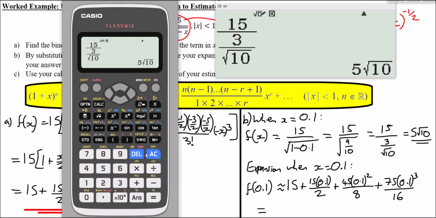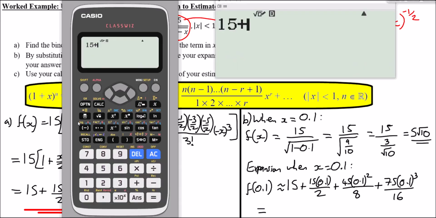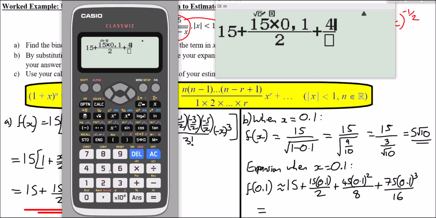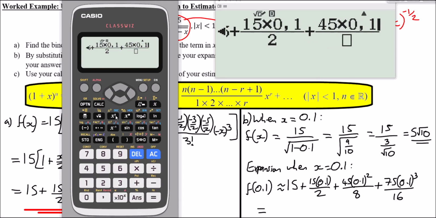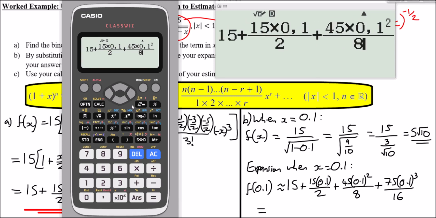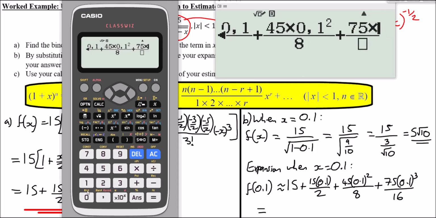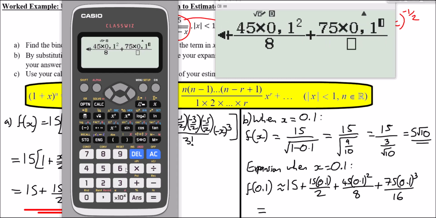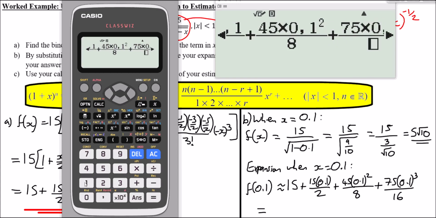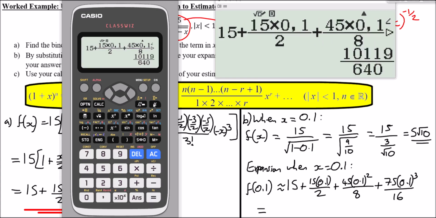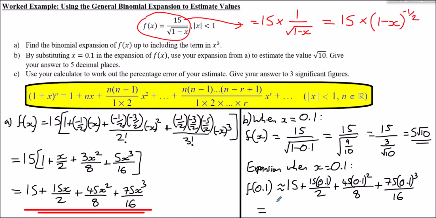So 15 plus 15 times 0.1 all over 2, then plus 45 times 0.1 squared all over 8, and then finally 75 times 0.1 cubed all over 16. We get 10,119 over 640.